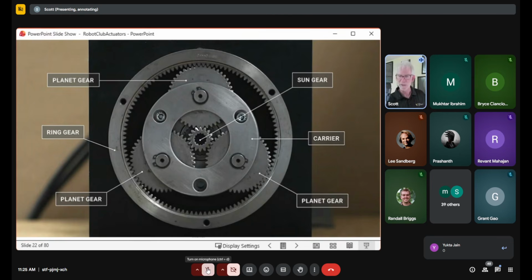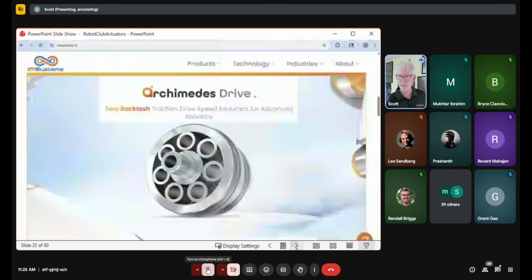And then the question is, do I have an infinite number of teeth, or do I have zero? And that's where this next drive comes up that you may have heard of. It's Archimedes Drive from IMS in the Netherlands. And it's more of a friction kind of drive that also has zero backlash, because if you make the teeth smaller and smaller for a planetary gear, your backlash is going to reduce. It's going to get smaller and smaller. So you take it to the limit.